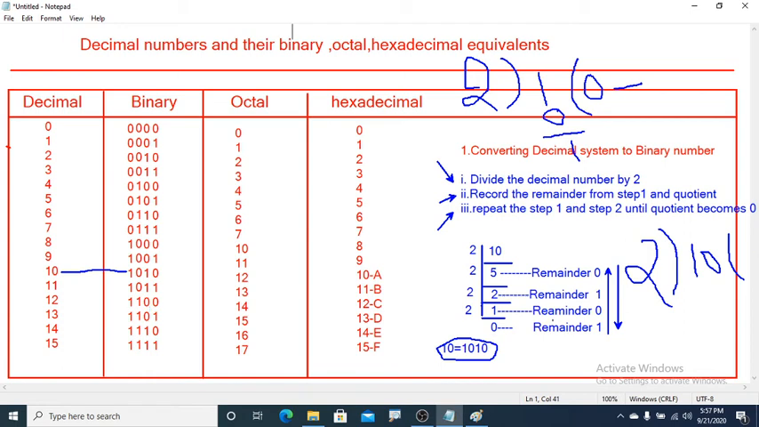Okay. Let us try this number, 11 or 12. You can try 12. Okay. Can we try? Yes. Here I am writing 12.